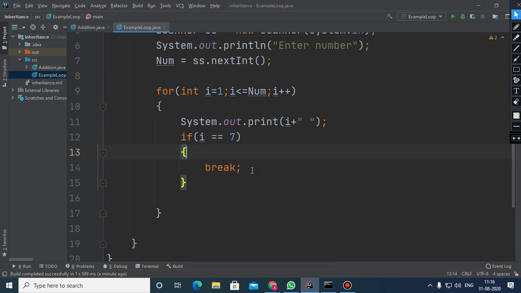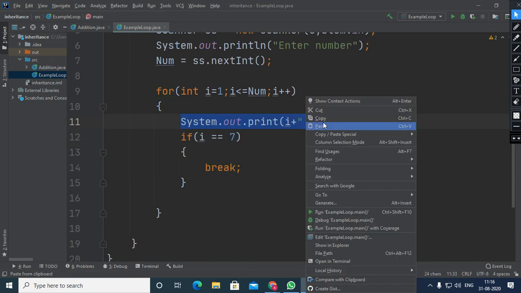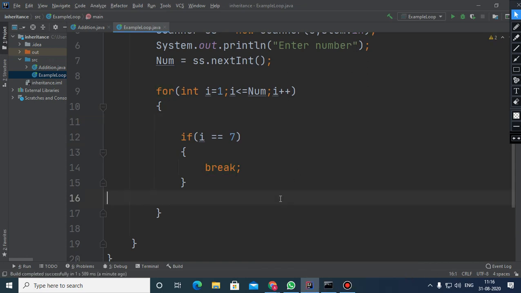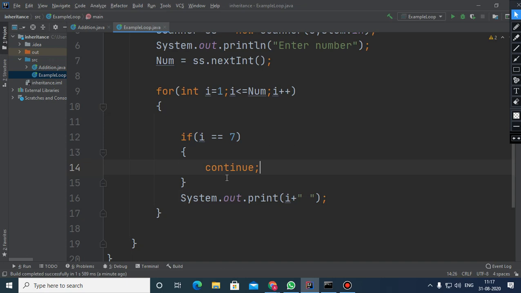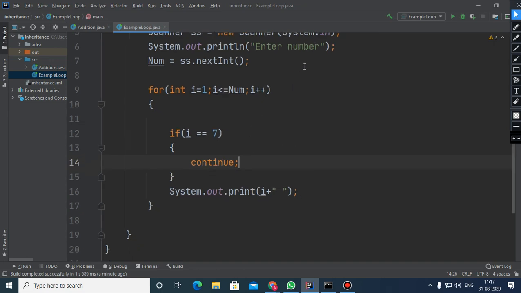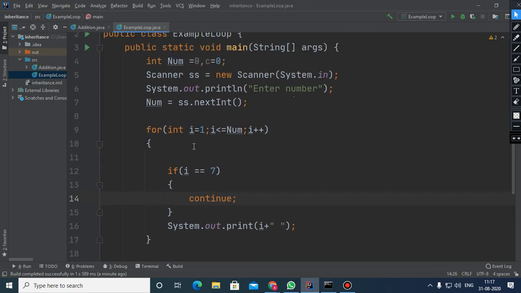Now, one more thing, children. I'm writing this statement at the bottom of this if block, and here in place of break, I'm just writing continue. So what does continue do? Continue basically skips the current iteration of the loop. It never terminates the loop.